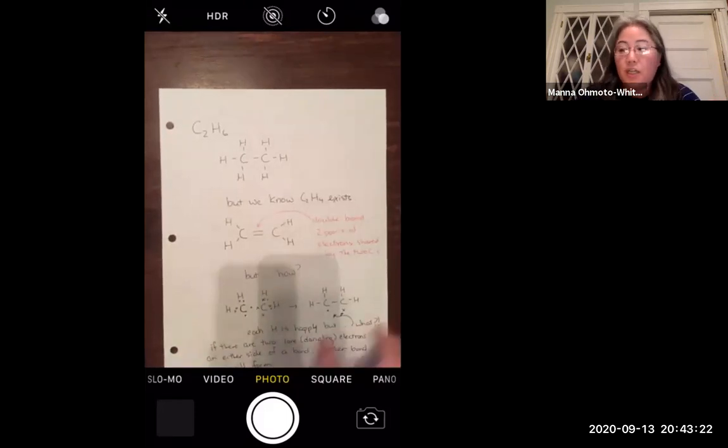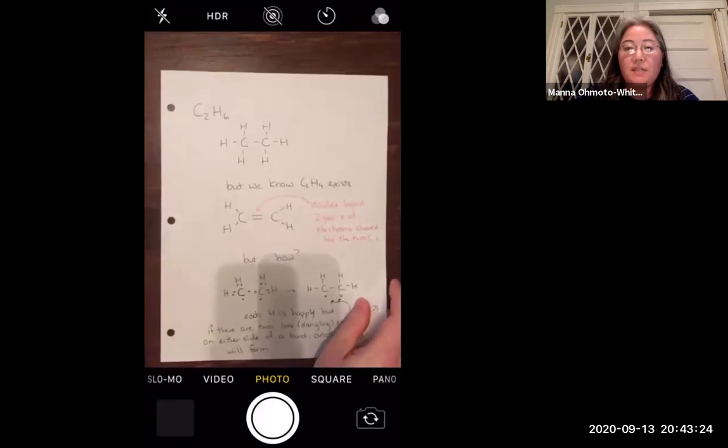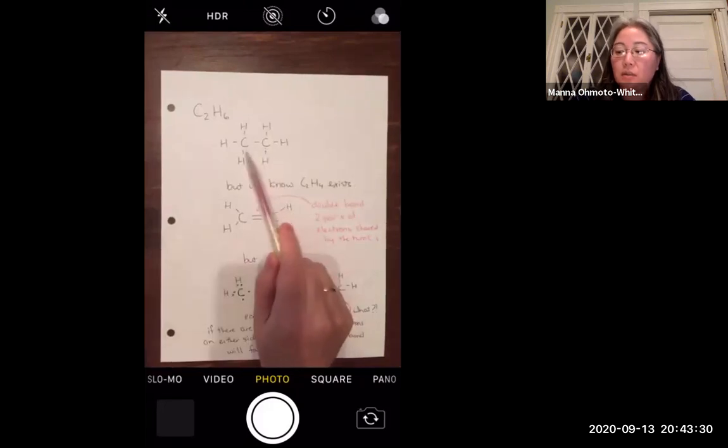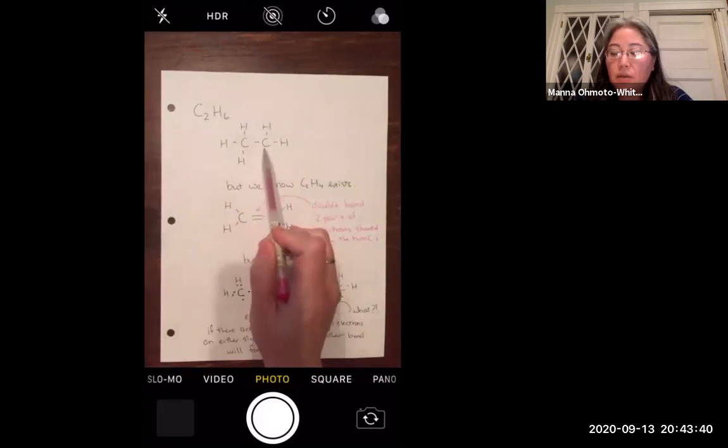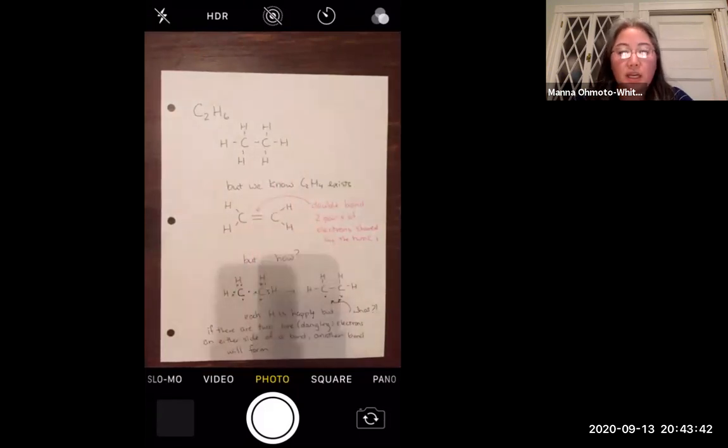So let's look at different examples. So I have C2H6. I know that C2H6 exists. I put the carbons in the middle. Each carbon can form 4 bonds. Each hydrogen can only form 1 bond. And the easiest configuration for this is to have the carbons in the middle with the hydrogens on the side.